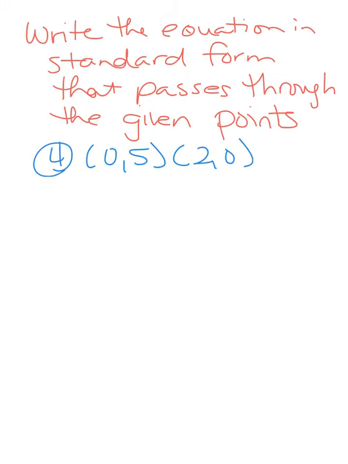The next example says write the equation in standard form that passes through the given points. So at this point, I don't have the slope like I did in the last example. I'm going to have to find the slope. But always my next question is, are either of these points my y-intercept? And in this case, I can say that (0, 5) is my y-intercept. So let's first find the slope.